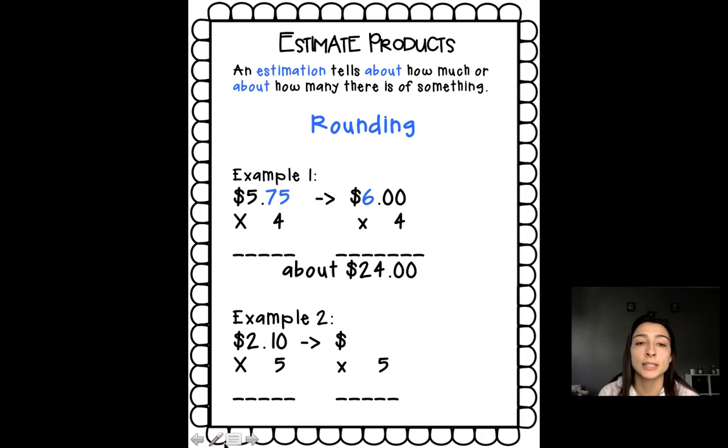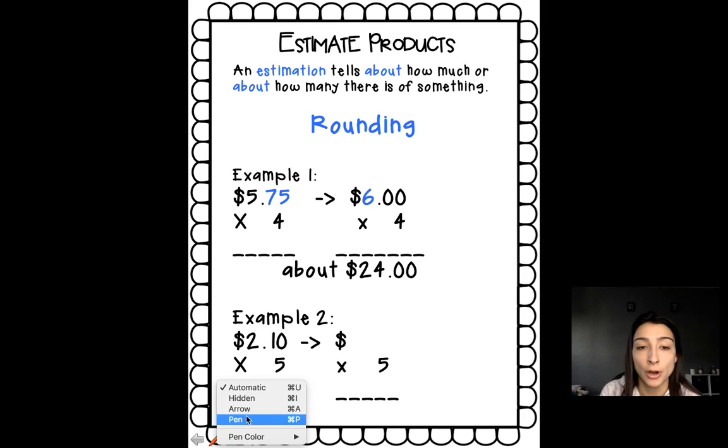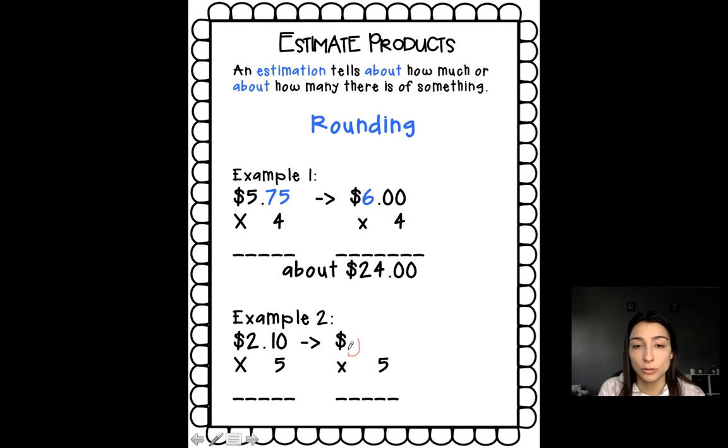So we're going to try this example 2 down here. So we have our $2.10 times 5. So we have something that's $2.10 and we want to buy 5 of them. So we want to look at our cents. Is it less than 50 cents or is it greater than 50 cents? Just our cents. This is 10 cents. So it is less than 50 cents. So we are going to round down to $2. So we're going to say it's $2.